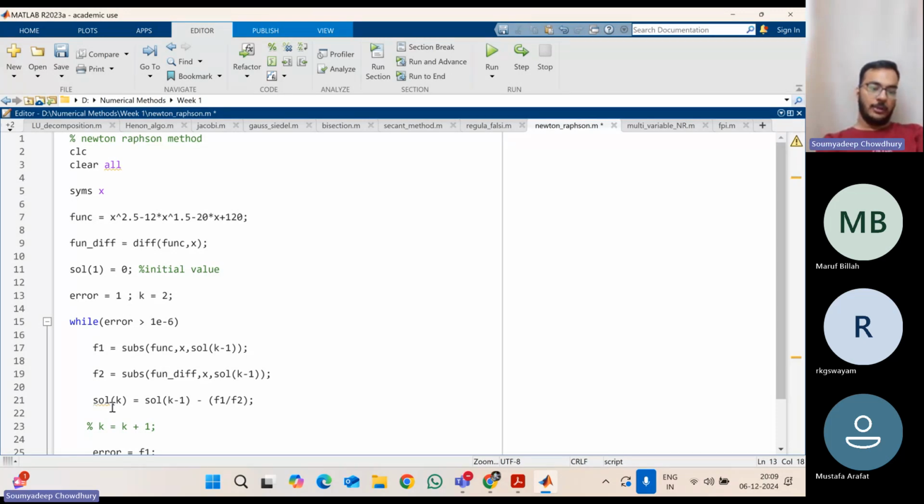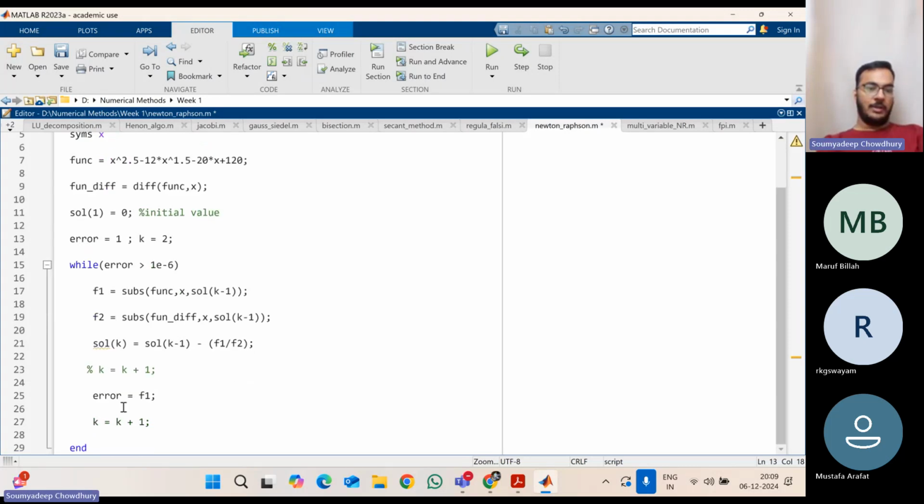Then your xk, that is sol of k, equals to x of k minus 1 minus f1, that is f of xk, upon f dash xk. And your error I am taking as f1, that is, once you get the solution, this f1 should be 0, right? Because your sol of k minus 1 is the solution. That's why I am taking error as this f1. It is not correct to call this error, rather it is better to call this the functional value. Then I am incrementing the number of iterations by 1, and then I can print it here.